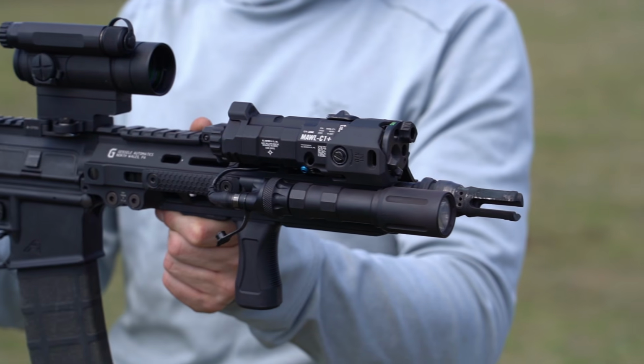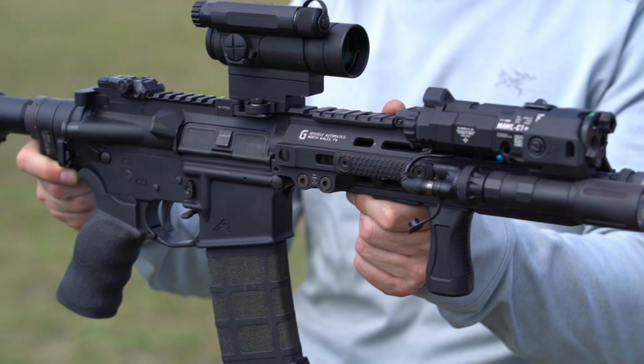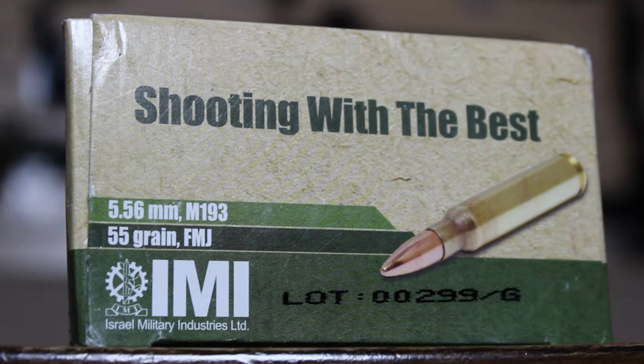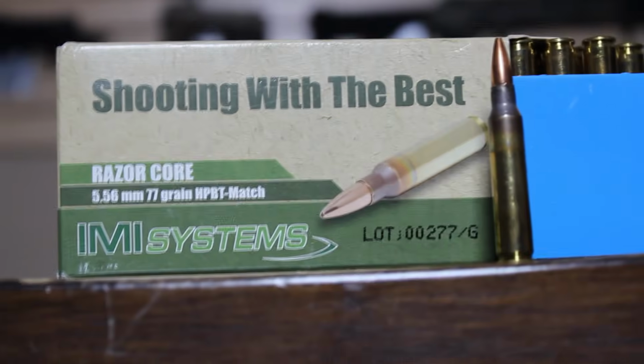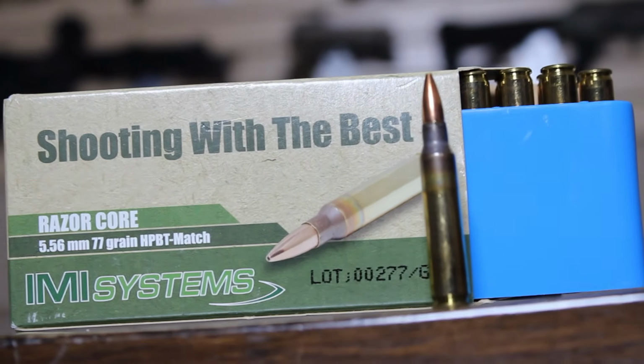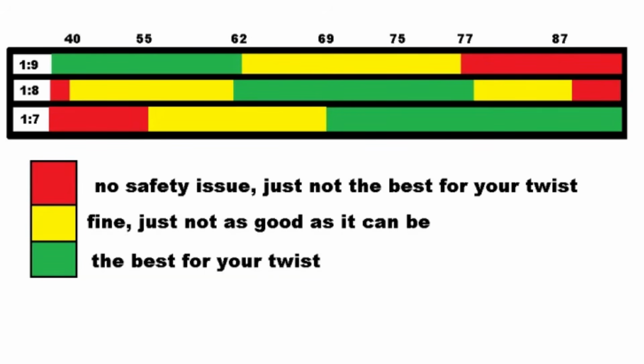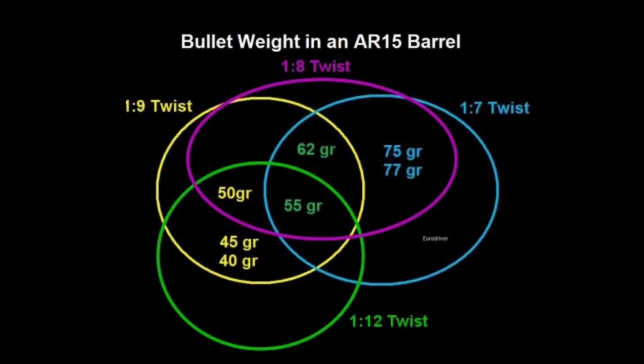Well, if you look at 5.56 ammunition today, almost all of the projectiles run between 55 and 77 grains. Frequently circulated on gun forums, you can commonly find a nice little Venn diagram that tells you which barrel twist to choose based on which projectiles you intend to shoot. It looks something like this.